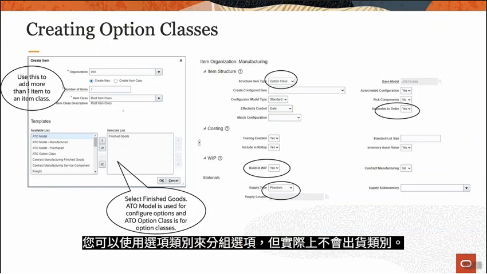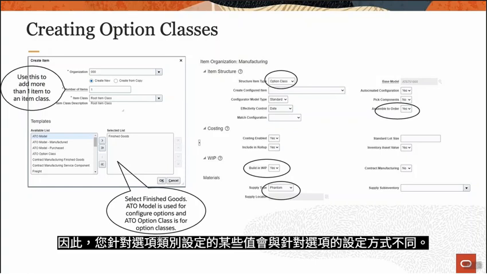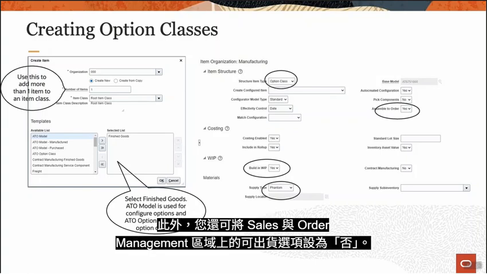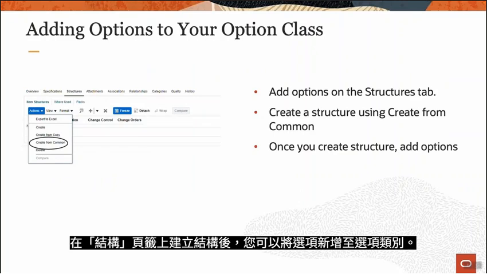You use the option class to group options, but you don't actually ship the class. You do ship the option. So you set some values differently for the option class than you do for the option. In addition, you set the shippable option in the sales and order management area to no. You add options to your option class after you create your structure on the Structure tab.